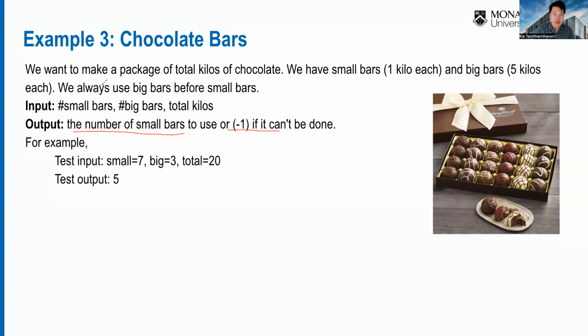Okay, so the input will be how many small bars we have, how many big bars we have, and what is the total kilos that we want to make. That's the goal. Let's try to understand the first example together.